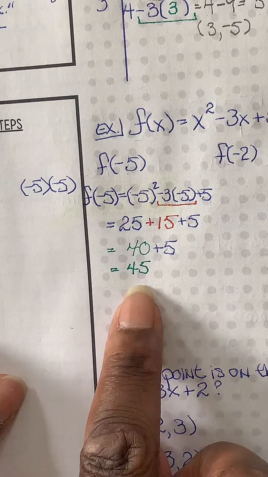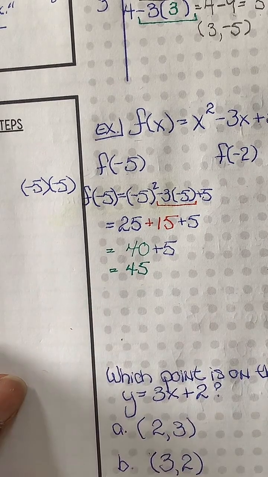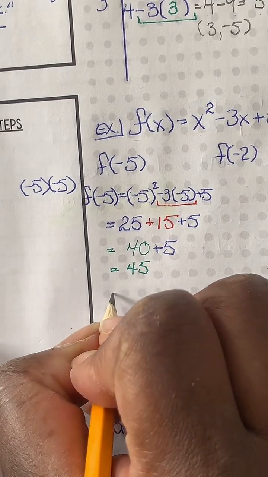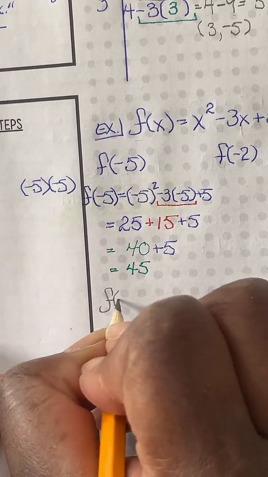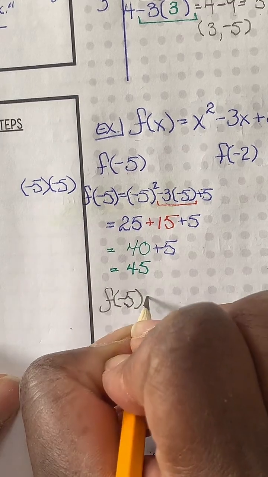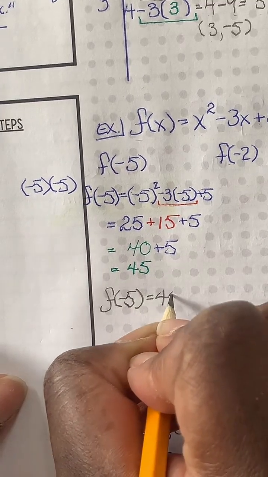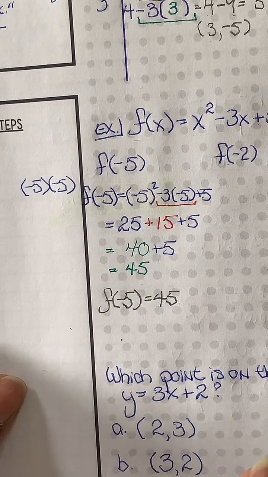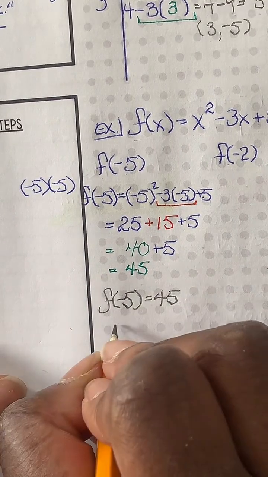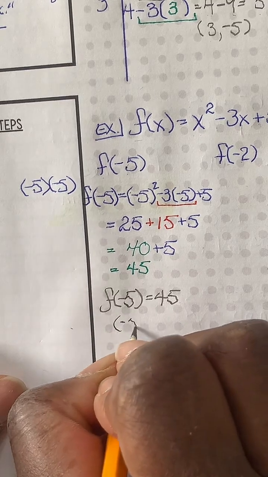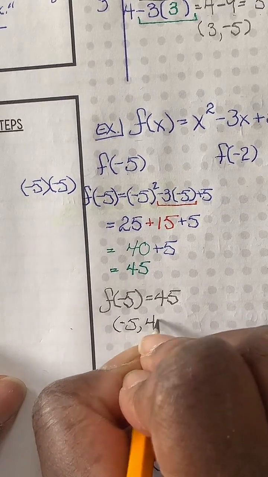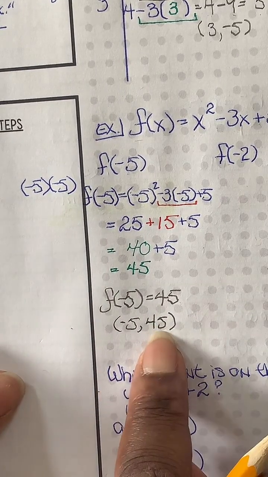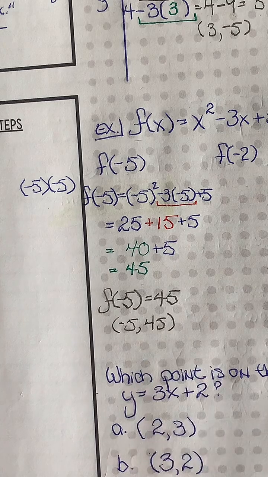So you can leave it like this, but I know for sure there's going to be a lot of teachers that are going to say, all right, you have to write f of -5 equals 45. And what you just found is an ordered pair. And the ordered pair is -5, 45. So at -5, your result is going to be 45.